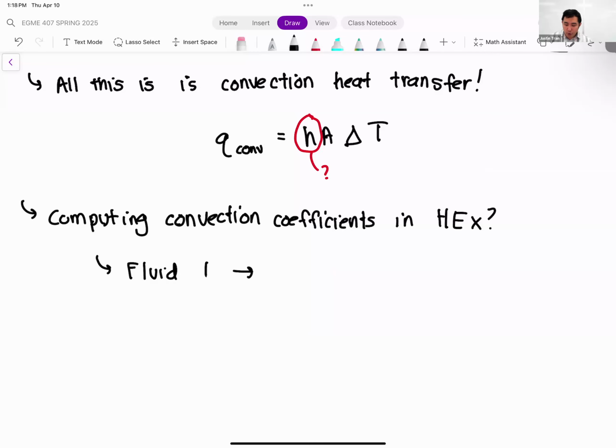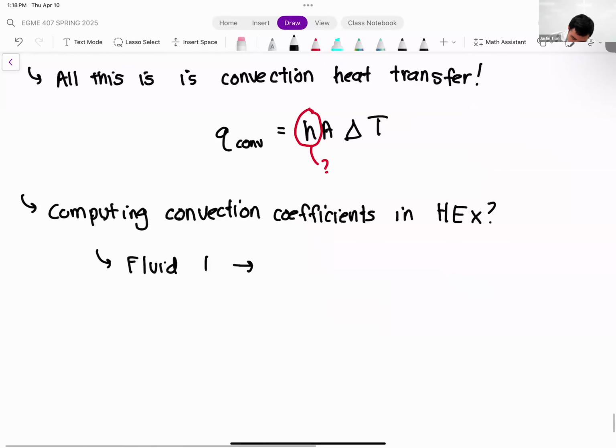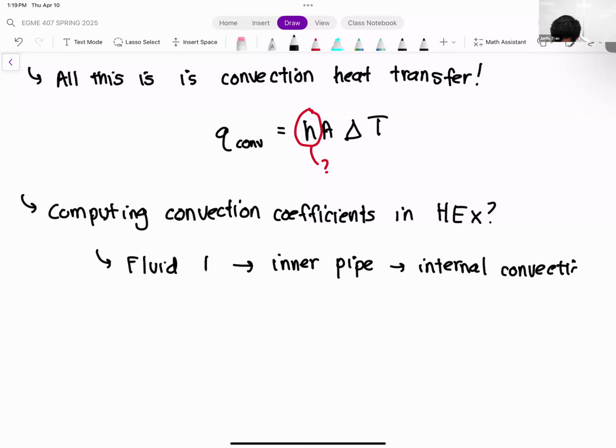Okay, so let's start with fluid 1. Fluid 1 is in the inner pipe, right? So this we know already. For flow in an inner pipe, that's essentially the same thing as internal convection. So we did that. That was the thing we did not the week before spring break, but the week before that. Okay. So for the flow in the inner pipe, we have everything that we need to compute that convection coefficient. Okay.